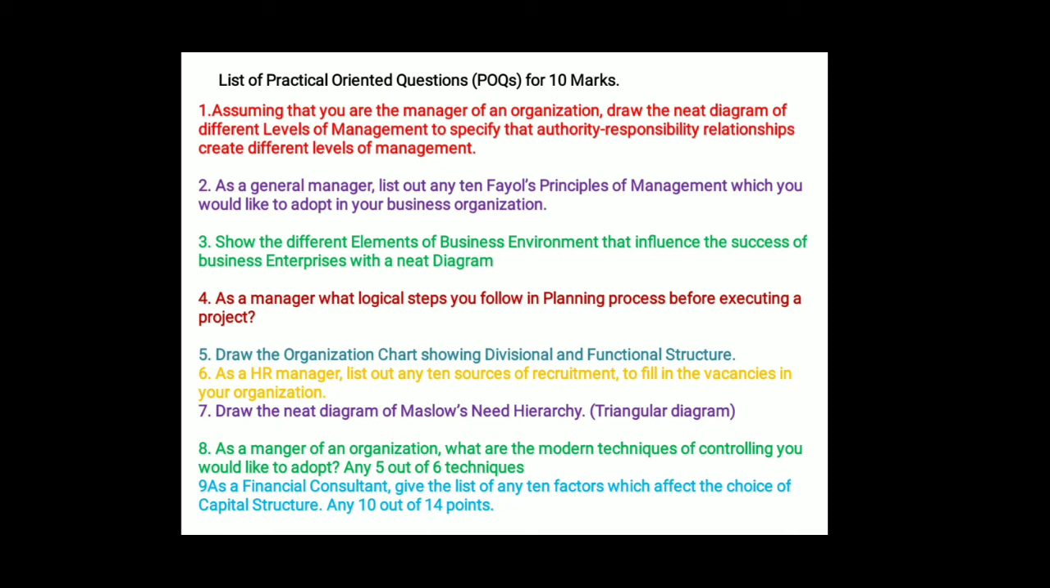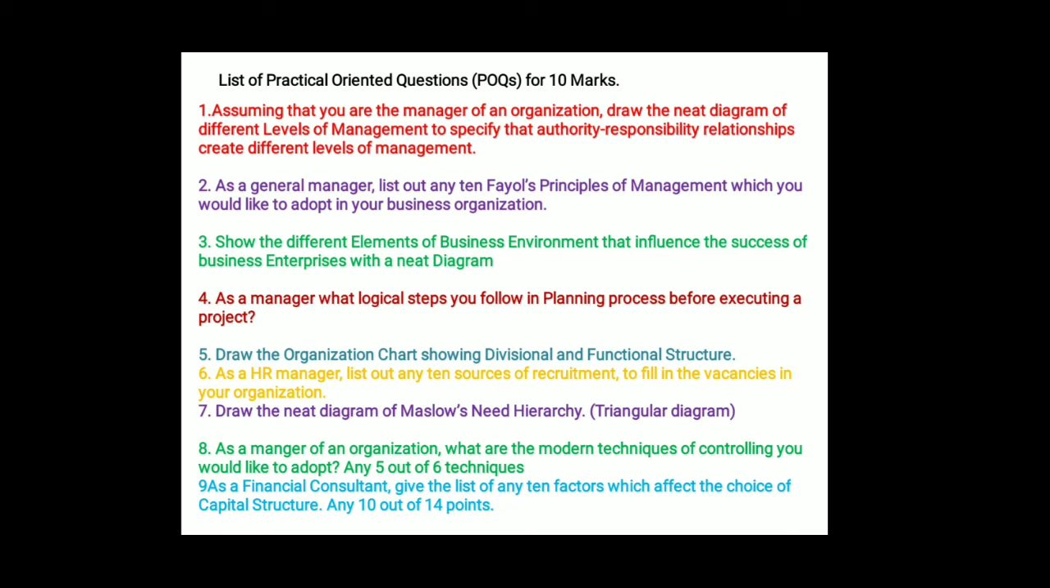Next question: draw the neat diagram of Maslow's need hierarchy, that triangular diagram, and there you should mention physiological needs or the basic needs, safety needs, social needs, self-esteem and self-actualization needs, and give at least 2 to 3 examples for each level of Maslow's hierarchy.